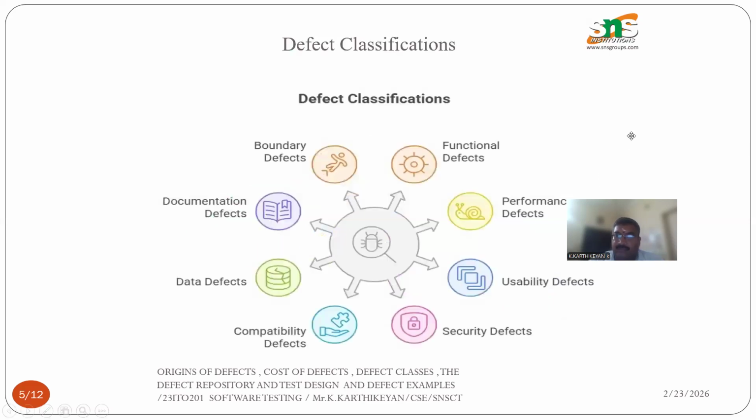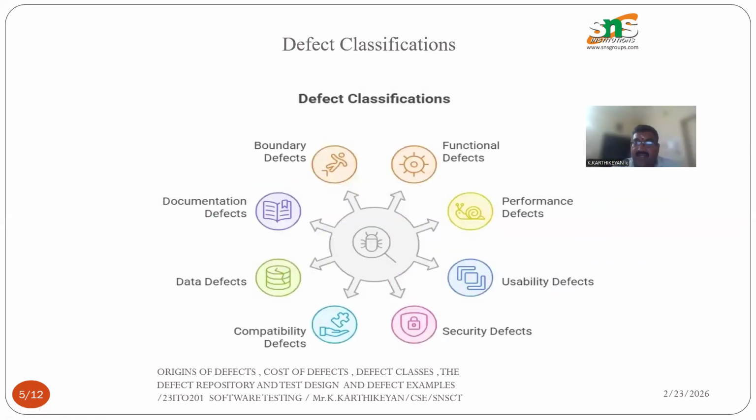This is a defect classification: functional defects, performance defects, usability defects, security defects, compatibility defects, data defects, documentation defects and boundary defects. You can choose which type of defect arises in your industry and solve your problem in these sectors.